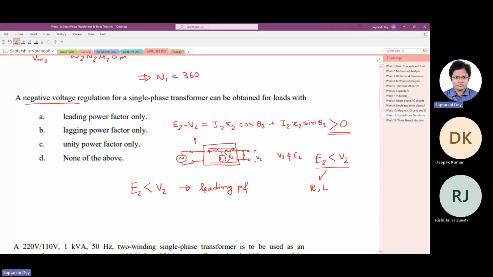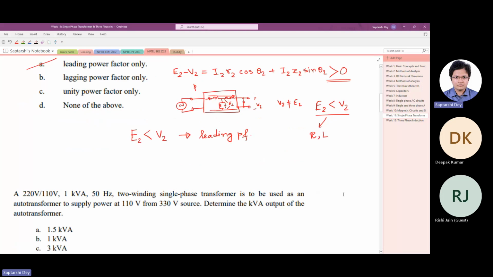Now here remember one thing, that a capacitive load does not necessarily mean that you will have a leading power factor. Beyond a certain value, you will have leading power factor. That depends on the power factor of the load. If it is lightly capacitive, you will not get negative voltage regulation. So here it is leading power factor. Any doubt? Okay.